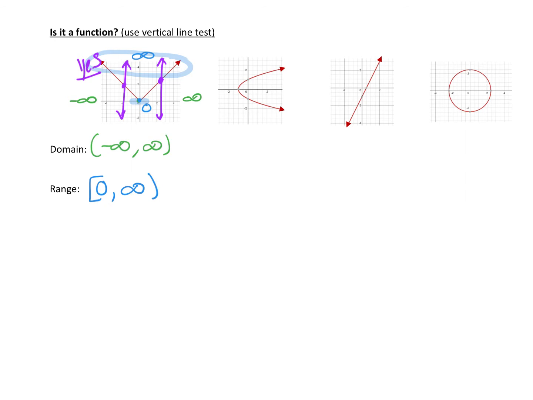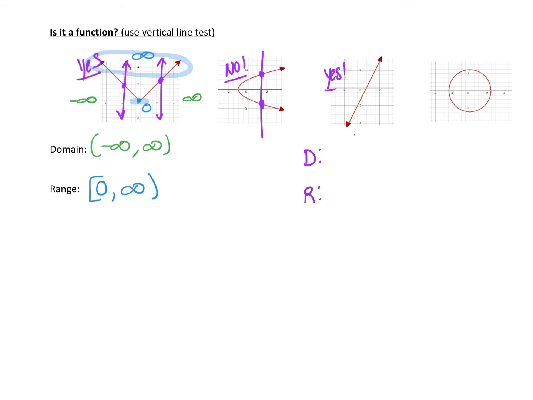All right, so let's look at this next one. If I draw a vertical line, I can see, oh, it hits twice, so no, this is not a function. So I'm not going to worry about my domain and range because it's not a function. Now let's look at this next one. Draw a vertical line, only hits once, so yes, this is a function. So I'm going to think about what my domain and range would be.